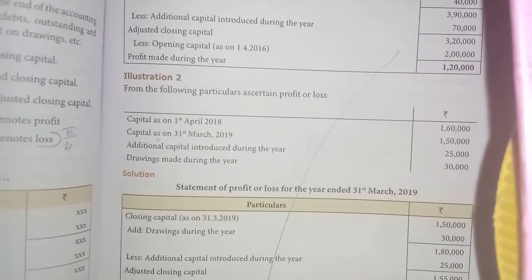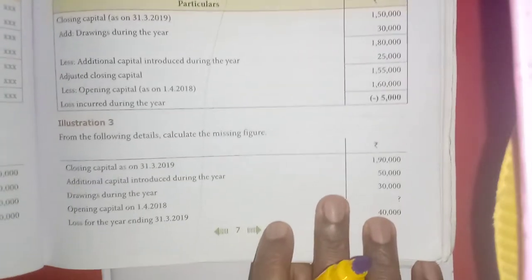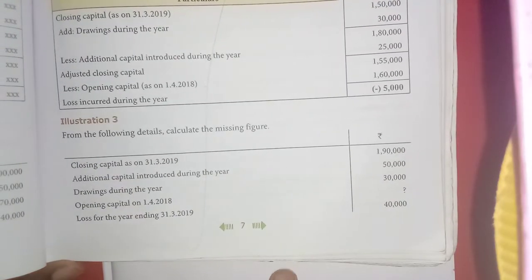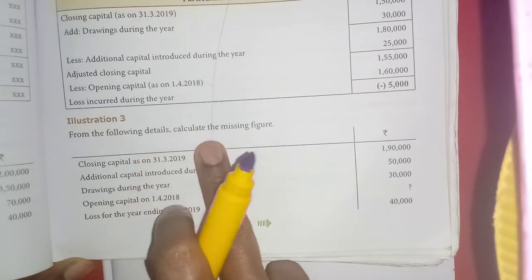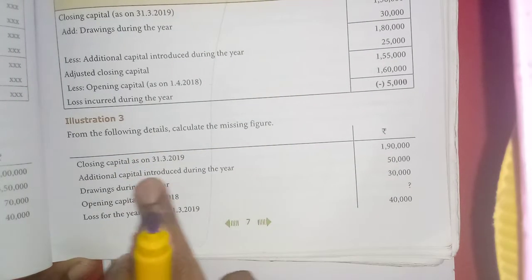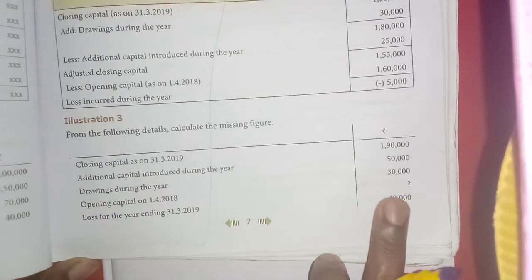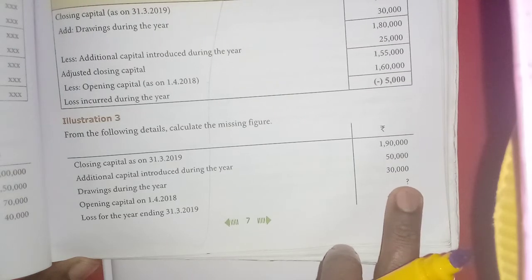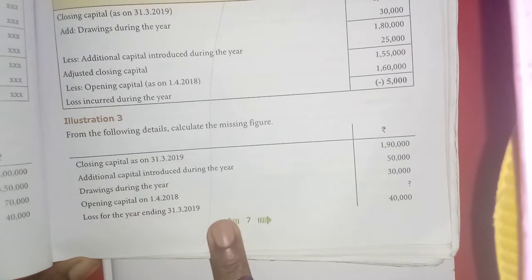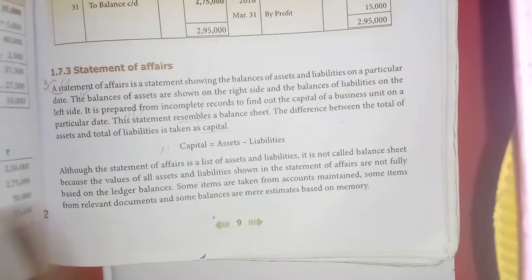So now we will see the remaining three problems. I will explain to you. I will show you the illustration and I will do and show the exercise. The third illustration I will read out. From the following details, calculate the missing figure. Closing capital, additional capital, drawings, opening capital, question mark. So we have to calculate the opening capital. Loss is given. How it is done, we will see.